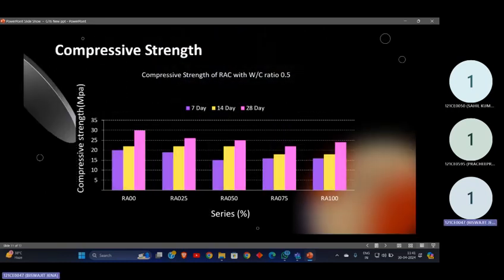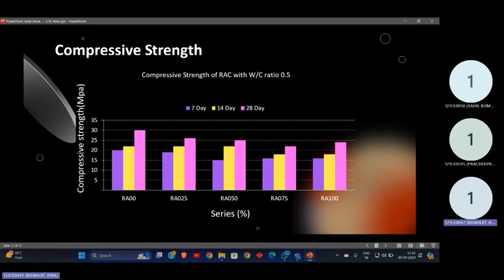Moving towards the compressive strength. Concrete is great at handling compression but weak in tension. A tensile test helps predict how much stress concrete can withstand or handle before cracking. So the compressive test is conducted on concrete.